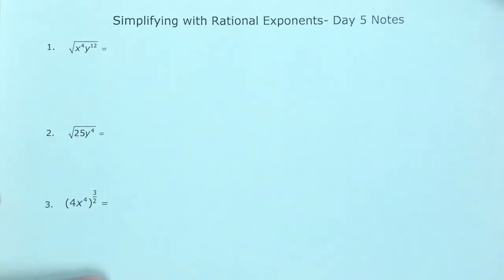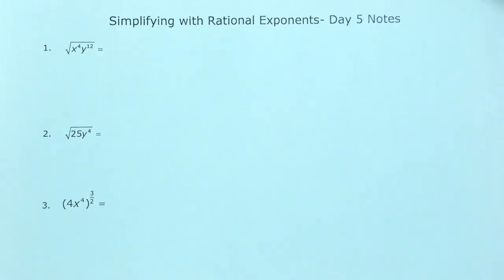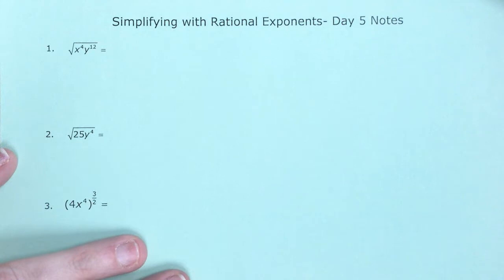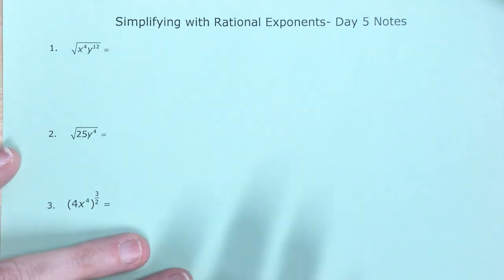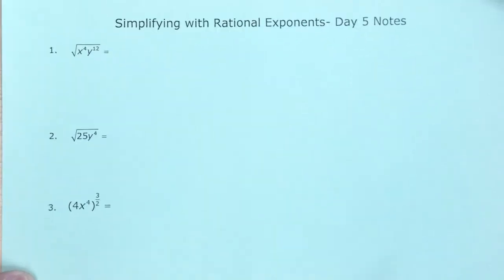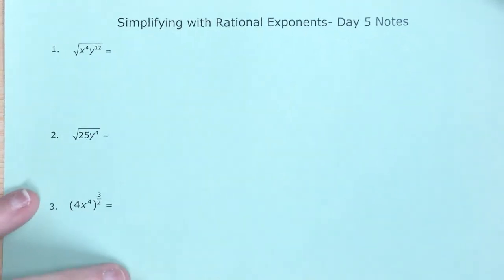All right, so we're learning about simplifying with rational exponents. In order for us to do that, we first have to learn how to simplify roots. What I'm about to show you is going to seem kind of weird, but it really is important. It's going to be important when we start getting into radicals that are not squared.